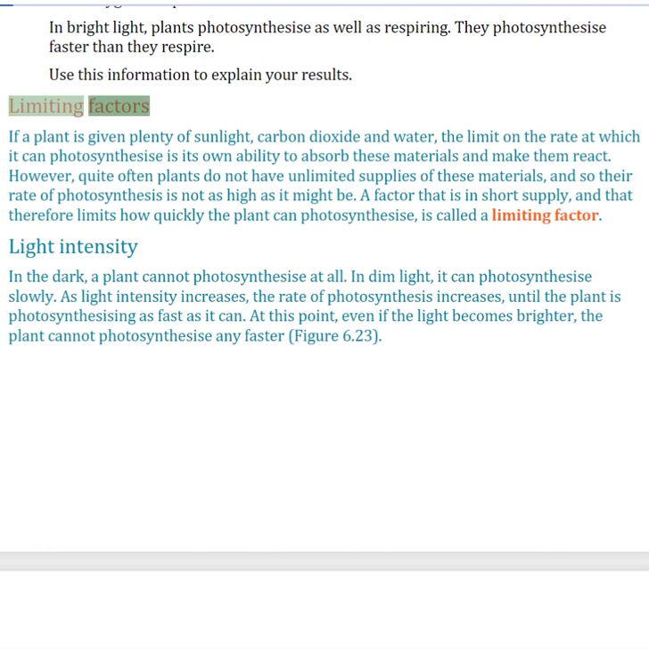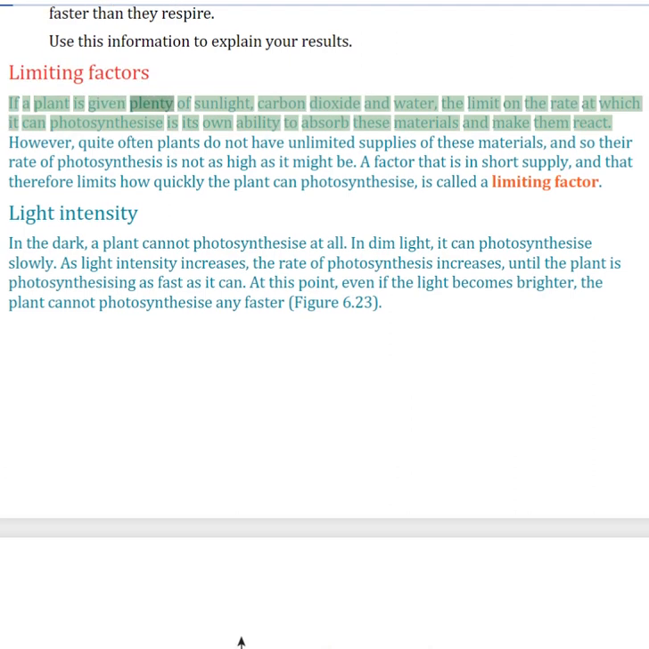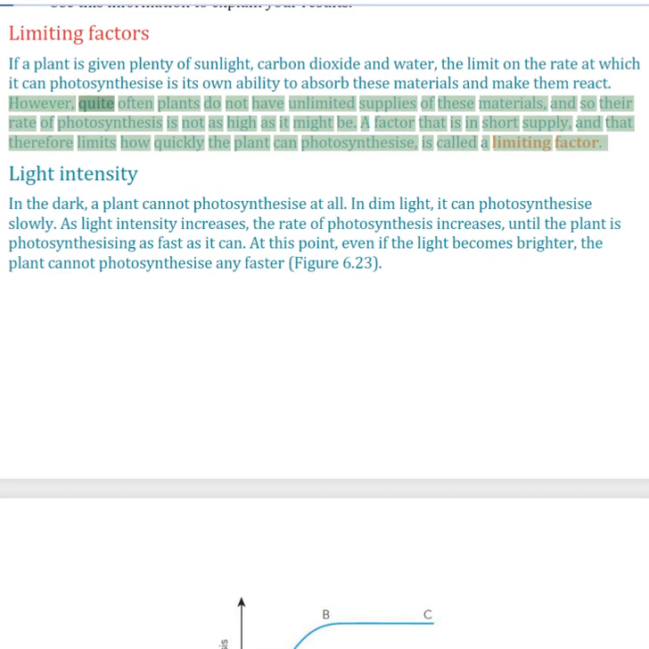Limiting factors. If a plant is given plenty of sunlight, carbon dioxide and water, the limit on the rate at which it can photosynthesize is its own ability to absorb these materials and make them react. However, quite often plants do not have unlimited supplies of these materials, and so their rate of photosynthesis is not as high as it might be. A factor that is in short supply, and that therefore limits how quickly the plant can photosynthesize, is called a limiting factor.